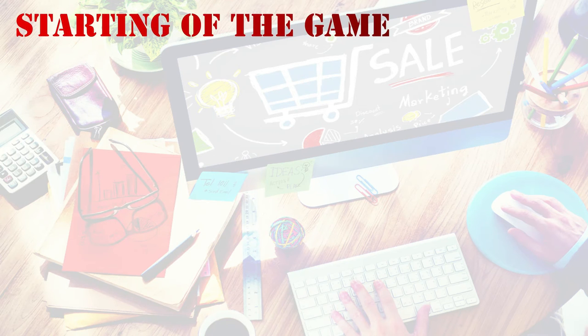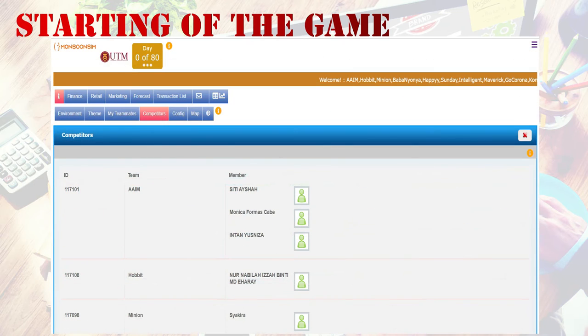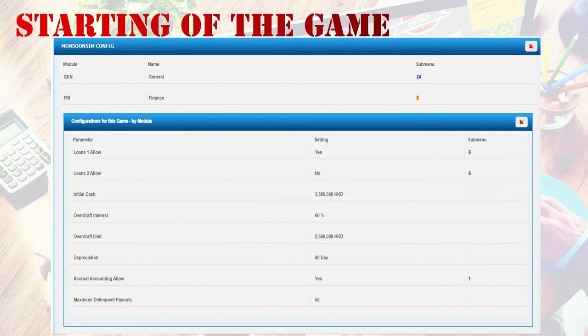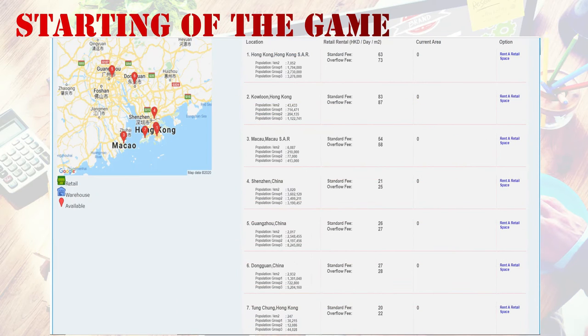At the start of the game, we need to identify our competitors. Next is to check the initial cash and overdraft limit to ensure the cash on hand is sufficient for purchasing finished goods and the starting location. To buy the retail area, we should observe its population and rental fee, and choose the appropriate rental contract.